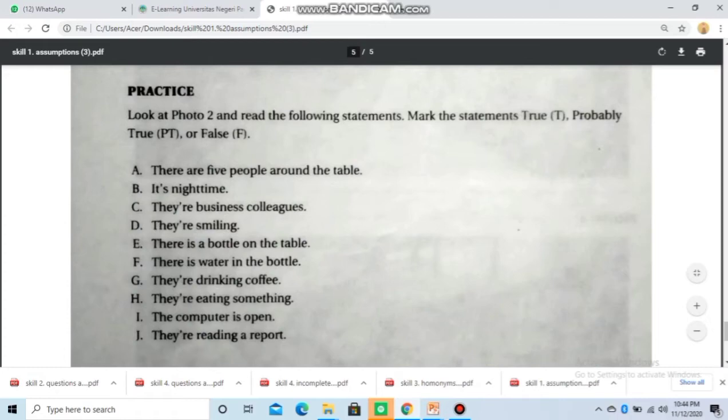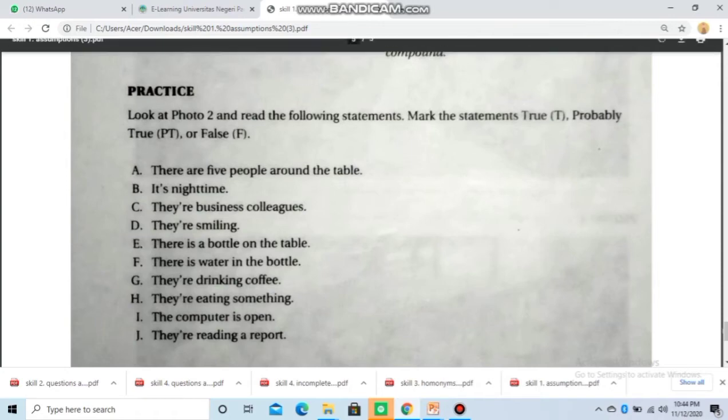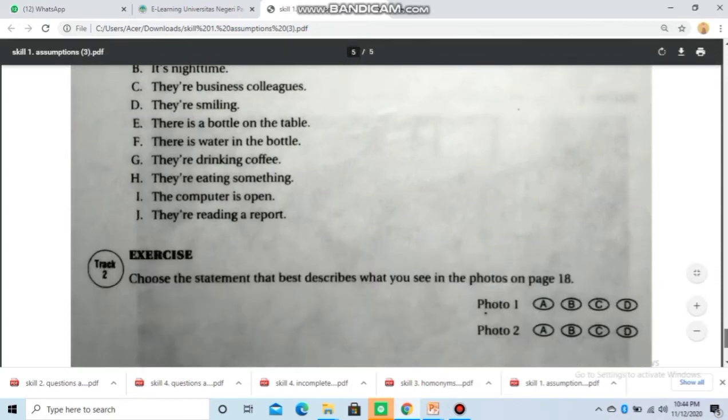Look at photo 2 and read the following statement. Mark the statement true, probably true, or false. Track 2. Choose the statement that best describes what you see in the photo.